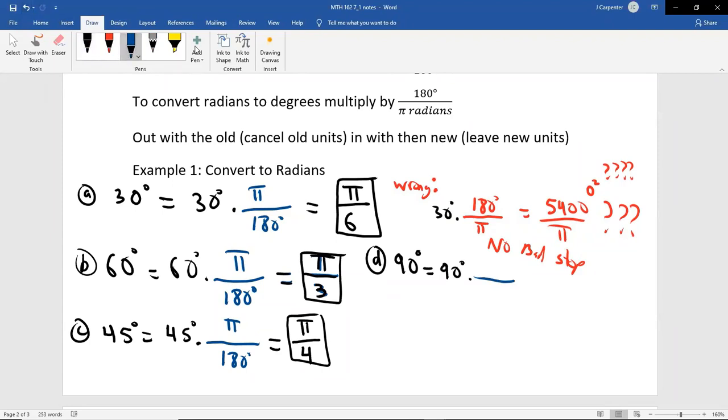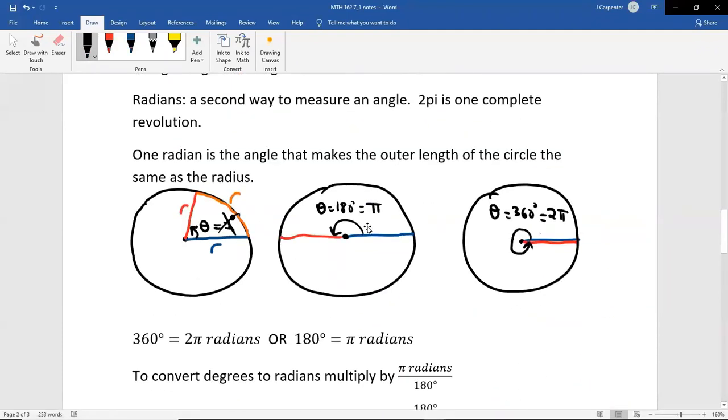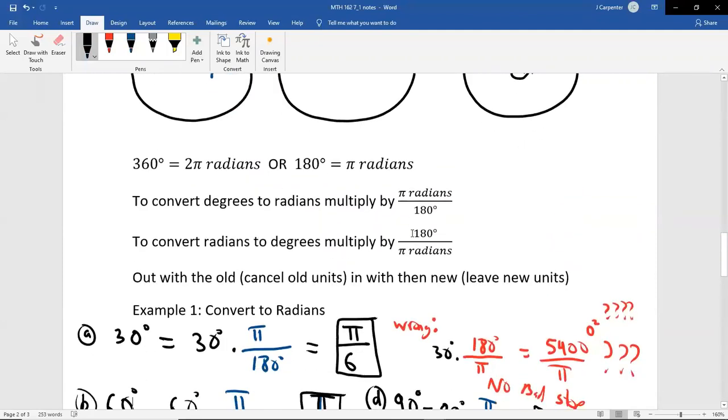By a fraction, clearly pi over 180. Out with the old and in with the new. 90 and 180 would reduce to half. Pi stays in the top. So pi over 2 is the answer in radians. So 90 degrees is equivalent to half of pi. I feel like that one makes sense because 180 degrees is a full pi, 90 is half of pi, pi over 2.